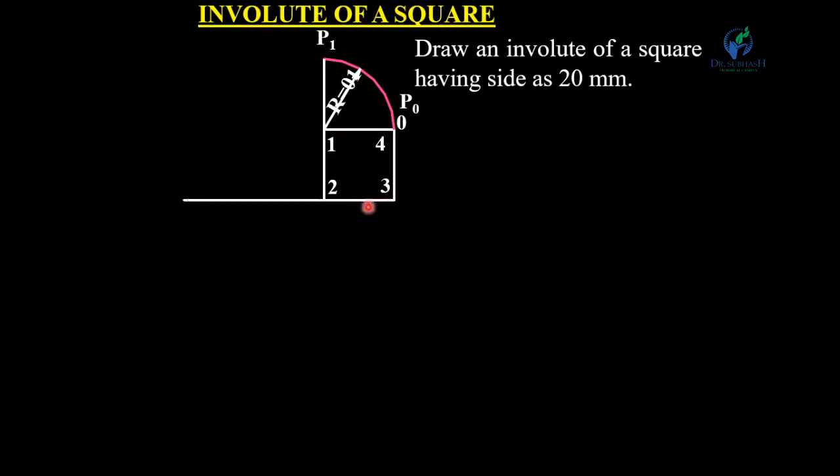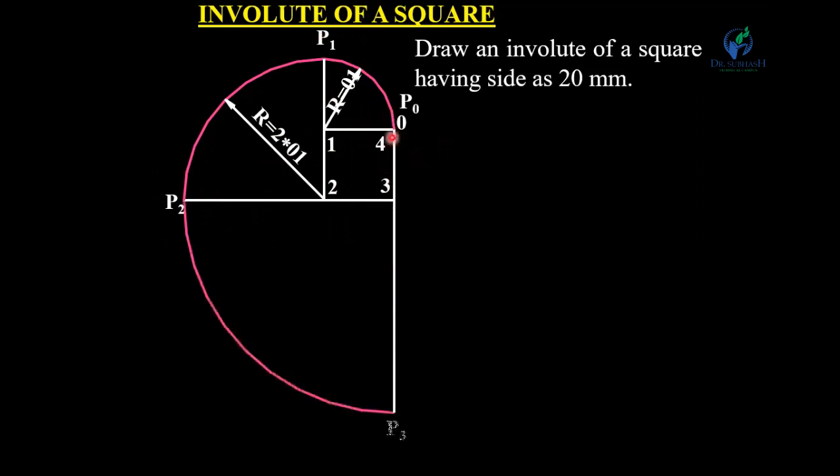Similarly, now extend the line 3, 2. Now with 2 as the center and radius equal to 2P1, or we can say 2 into 0, 1, or 40 mm radius, draw an arc. You will get the point P2. So this radius equal to 2 into 0, 1 means 40 mm.